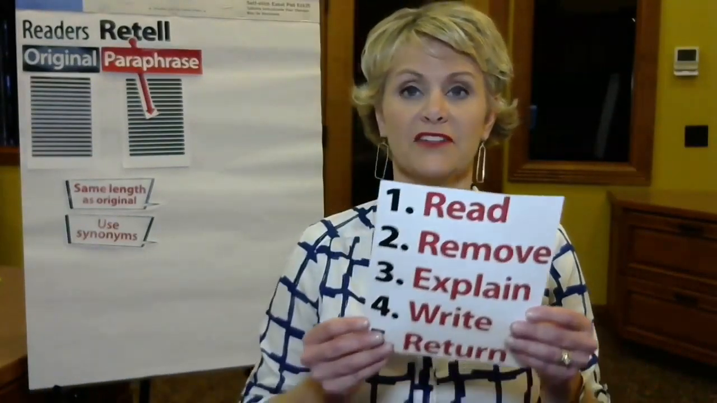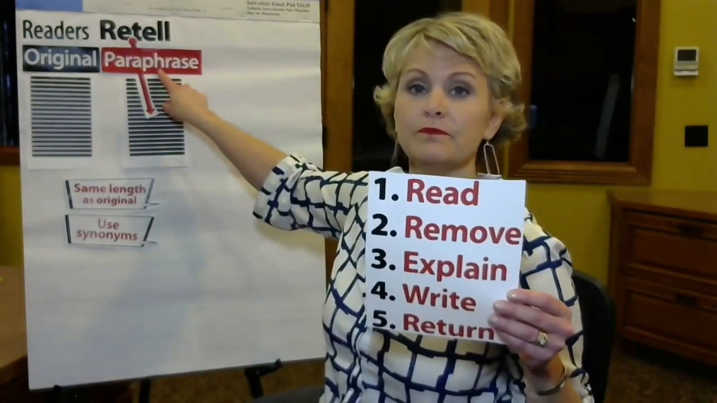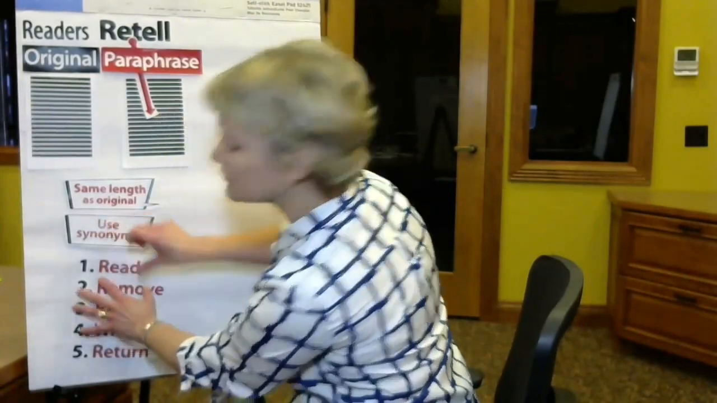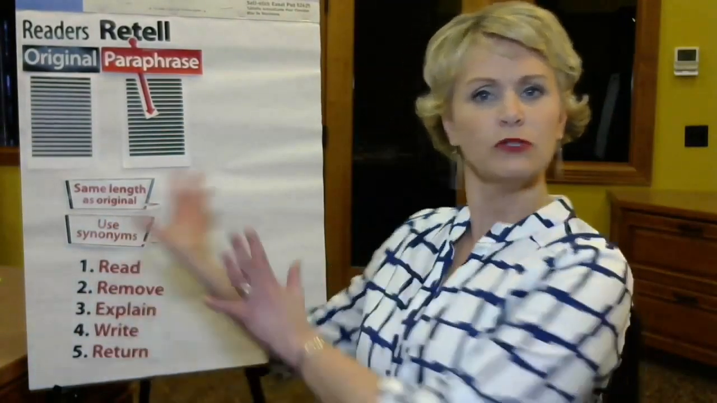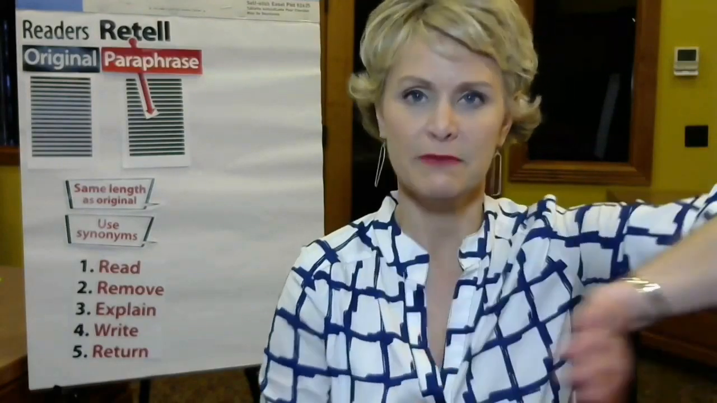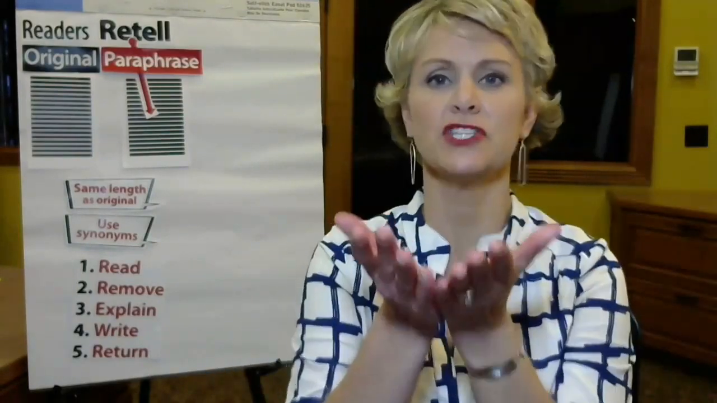In this lesson, what we've been working on are the 5 steps to paraphrase. And what's a paraphrase? A paraphrase is when we retell an author's ideas. And let's just super fast do the hand signals. What are the 5 steps? Don't look at the chart. What are the 5 steps? Here we go. Read, remove, say it, write it or type it, return to check it. Good.